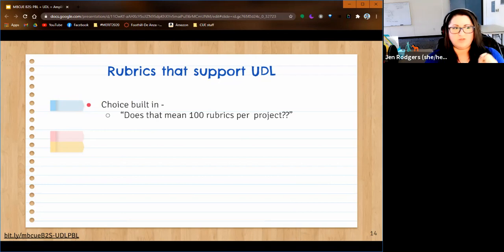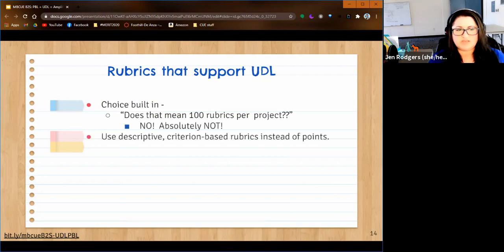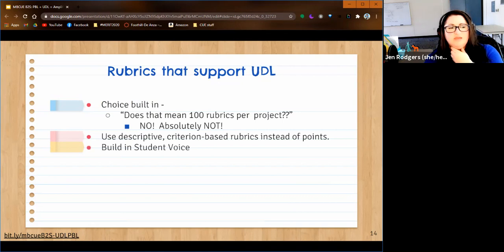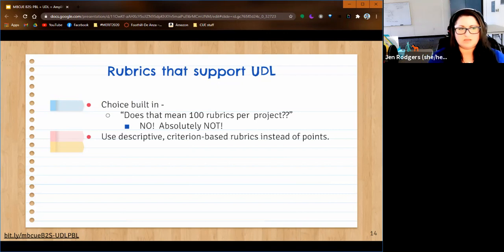Make one rubric that is descriptive and criterion based instead of using points, and focuses on what skills they're practicing, what content they're accessing, and how they are demonstrating their knowledge of both of those things.